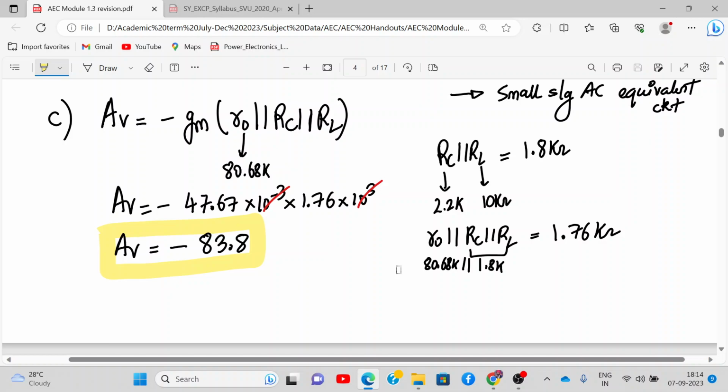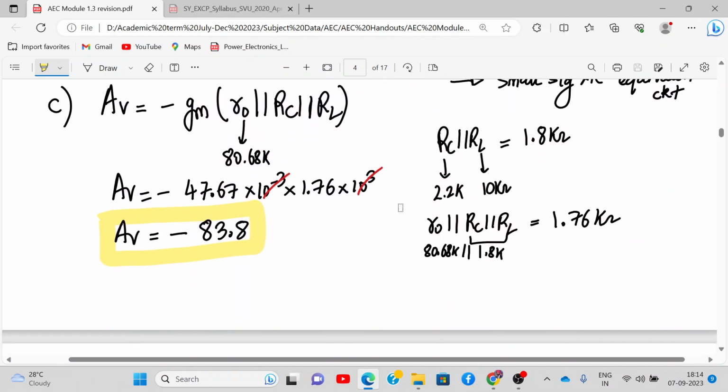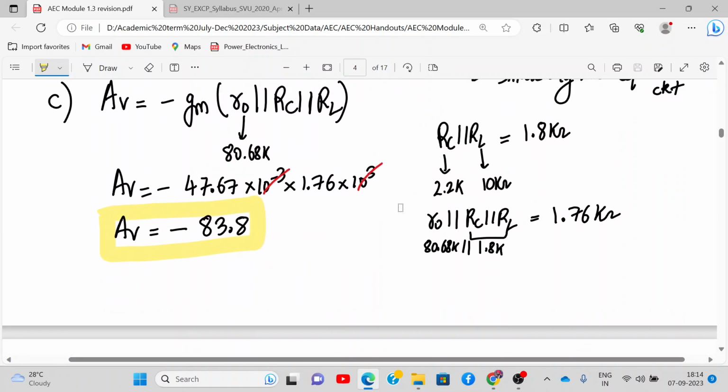Hello. Anyone got the value similar? 83.8. Yeah. Okay. Then actually we should have calculated Z out and Z in first, but it's okay.